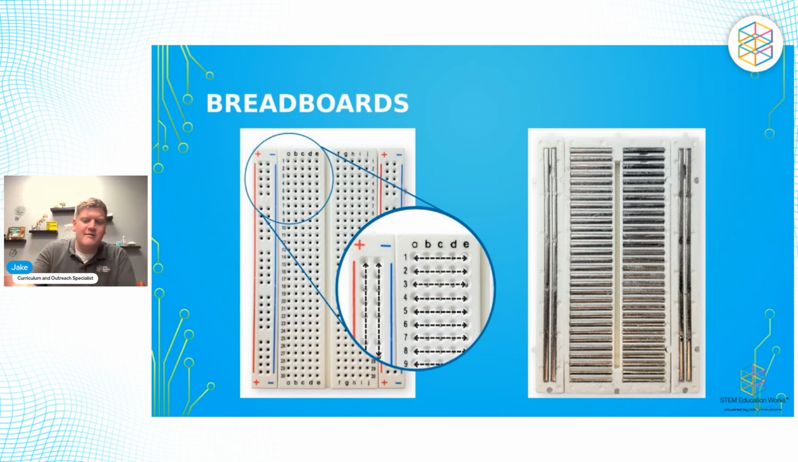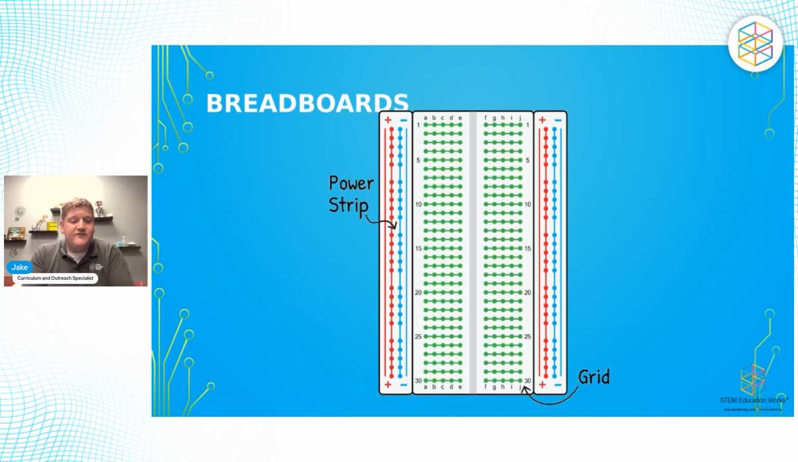So as long as you remember that, for instance, you could give your students this little image right here as a quick little cheat sheet. It shows how all of the holes on the sides are connected vertically. The holes in the middle are connected horizontally. And once you and your students get that down, you're good to go and you're off to experiment with a breadboard.